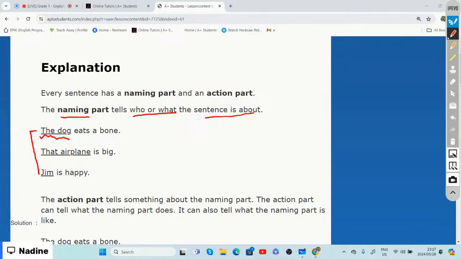And the second sentence, that plane or that airplane is big. And we identified who or what the sentence is about, and it was about that airplane. And then also the next one says Jim is happy. Who is happy or what is happy? Jim is happy.